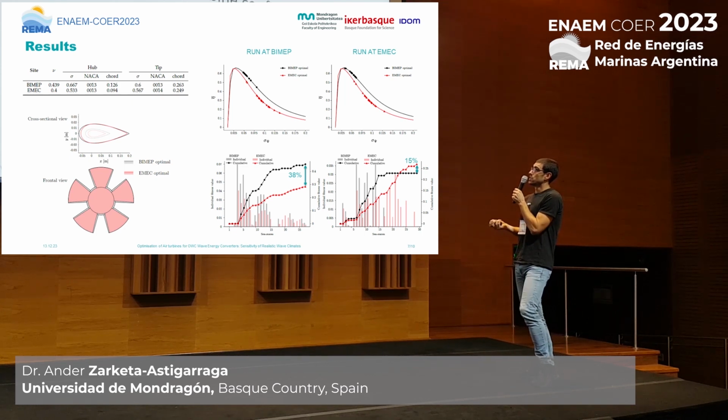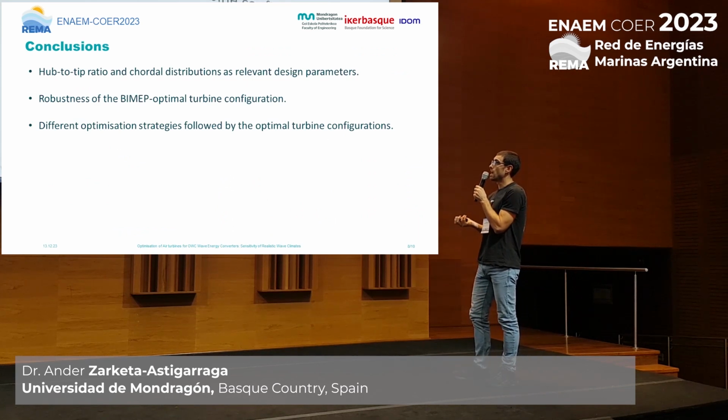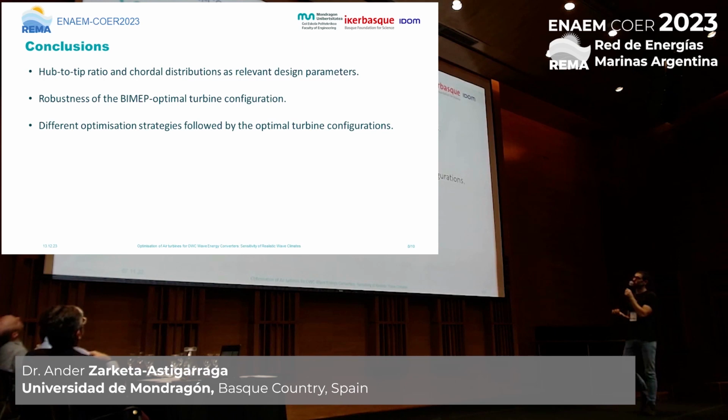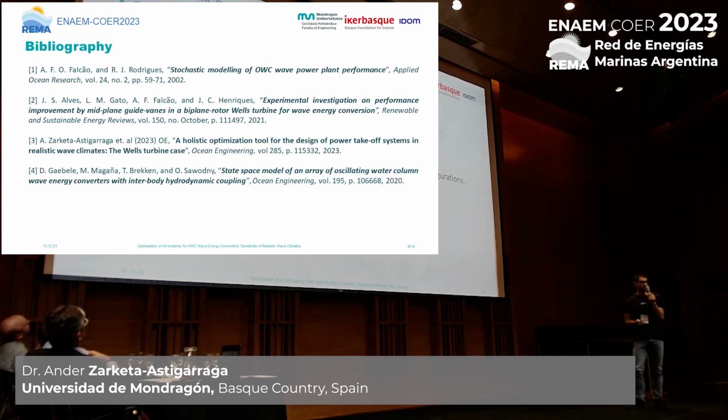So, conclusions. The first is that the hub-to-tip ratio and chord distributions are relevant design parameters, not so much the NACA distributions. Then, the robustness of the BMEP optimal turbine configuration, as I have just said, and the different optimization strategies followed by the optimal turbine configurations.